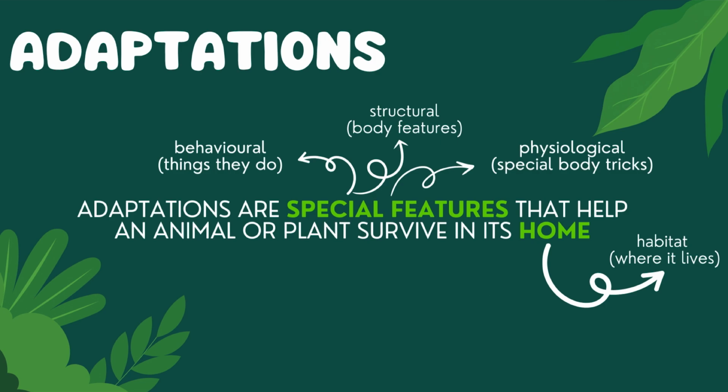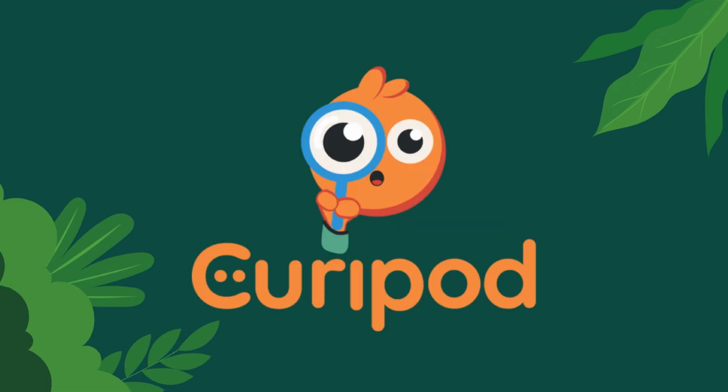Now, all of these examples I've just given help the organism to survive in its home. And the word that we use in biology when we describe where an animal lives is actually its habitat. So remember, adaptations are any of those special features which help an animal or plant survive in its home or habitat.